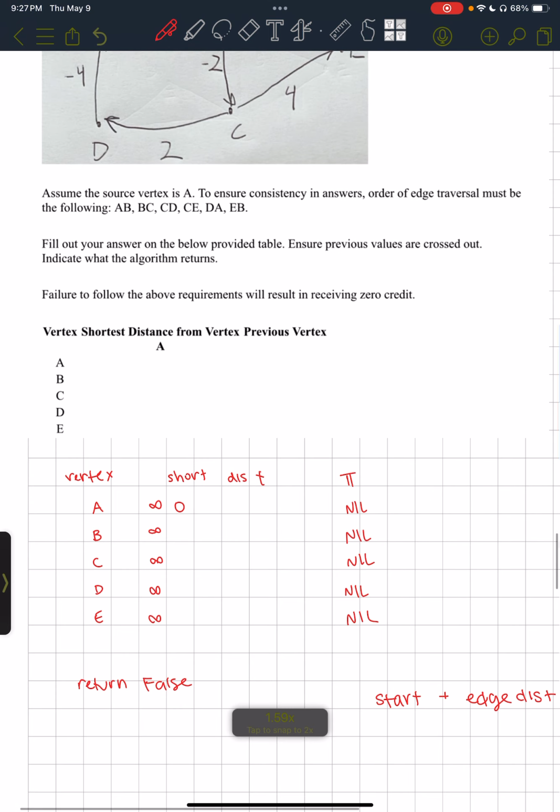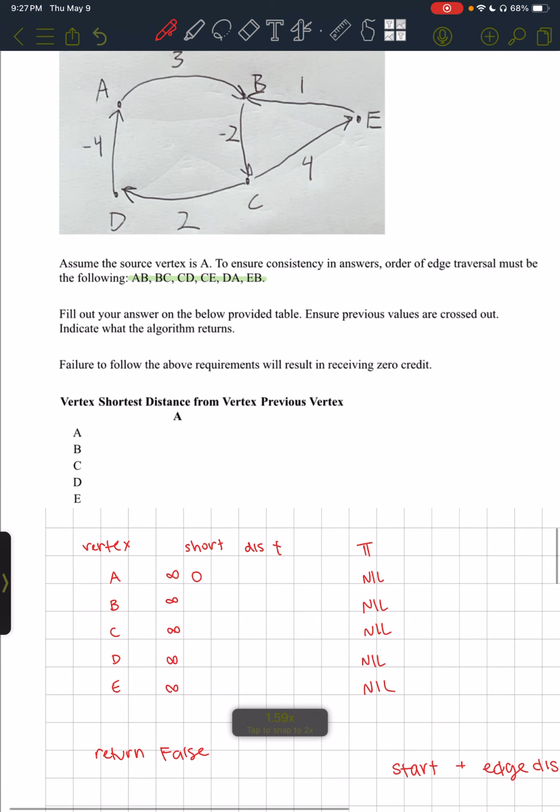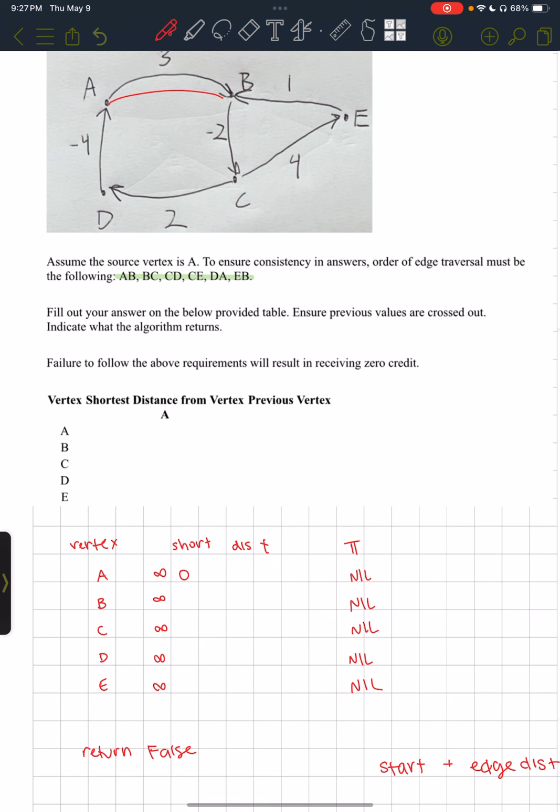But let's start from A, and this is going to be your traversal. When you start at a certain vertex, that starts at 0. So A to B is 3. So the starting is 0 plus 3, which is 3, and that's going to be your new B. And you only update the previous key if it is less than the current value.